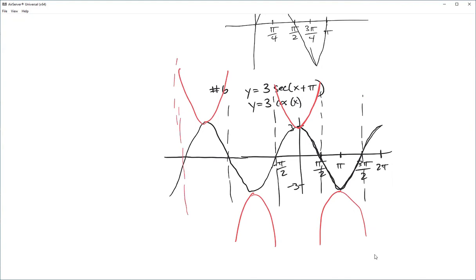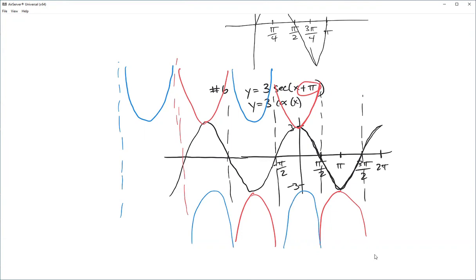Okay. And now that it's shifted -pi times, you're just moving it over 1 time. So in blue, the real graphs are here, right? And then they are here, and then they are here, and then they are here, and then they are here, and so on and so forth. So wherever it's blue, that is your secant function. Okay? Because you shifted it pi times to the left. All right?